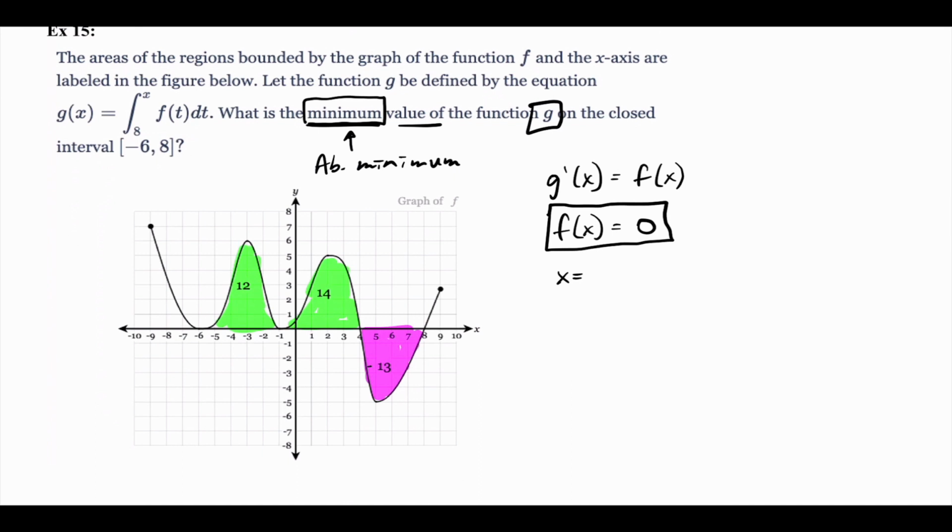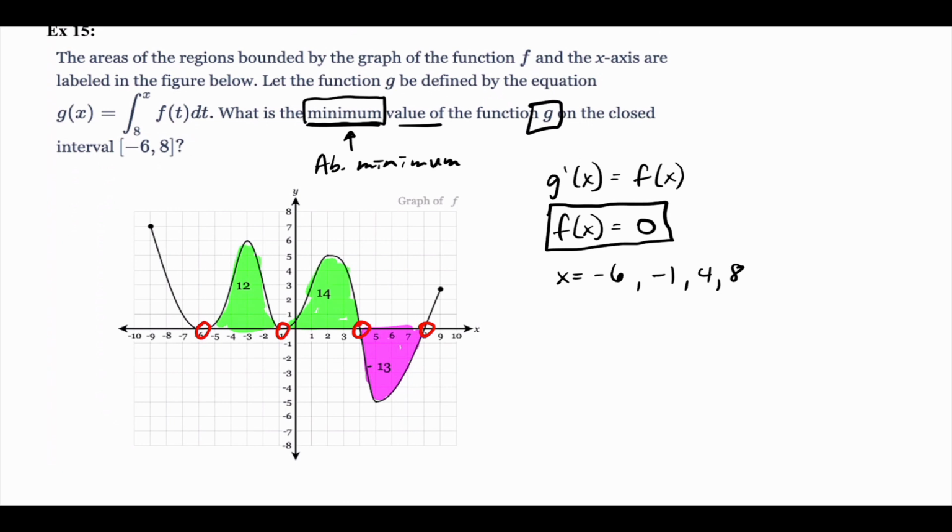Okay. The y value is 0 here. The y value is 0 here. The y value is 0 here and 0 there. Okay. So the y values are 0 at -6, -1, 4, and 8. One of those is going to be the absolute minimum. They're all either minimums or maximums, relative or absolute.